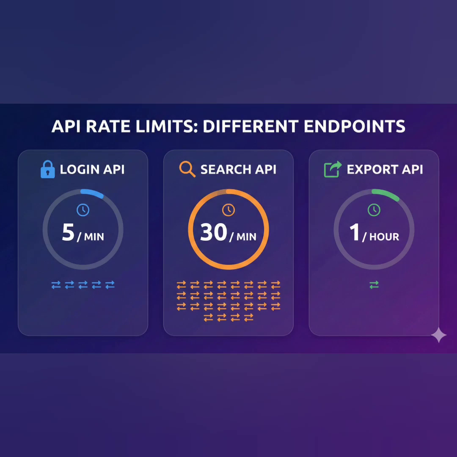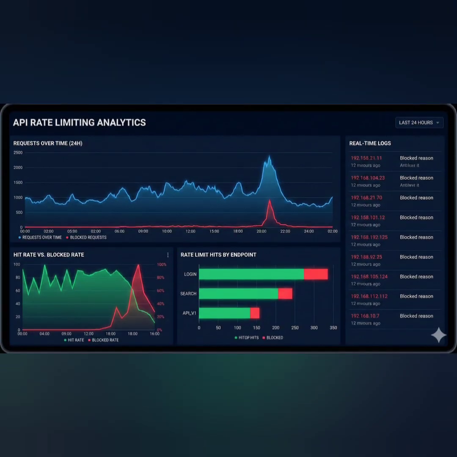Section 4. Production tips. Here are some production-ready tips. First, always return clear error messages with your 429 responses. Tell users when they can retry, and include a Retry-After header. Second, log rate limit hits. These logs reveal abuse patterns and help you tune your limits. Third, implement graceful degradation. Instead of hard blocking, you could throttle responses or queue requests.